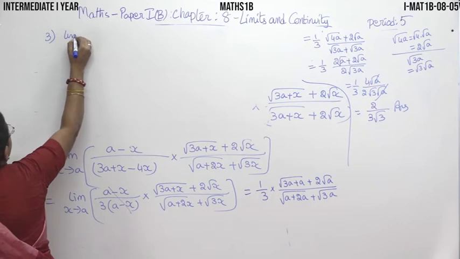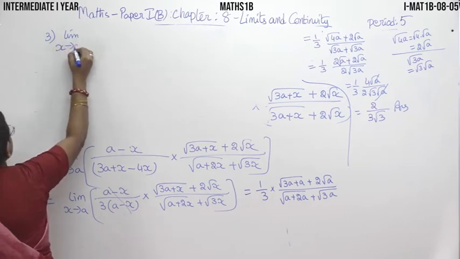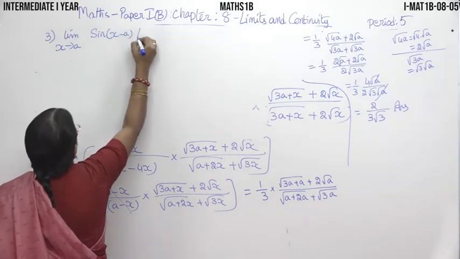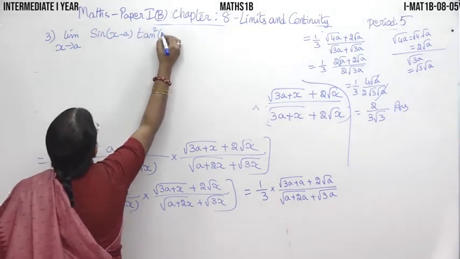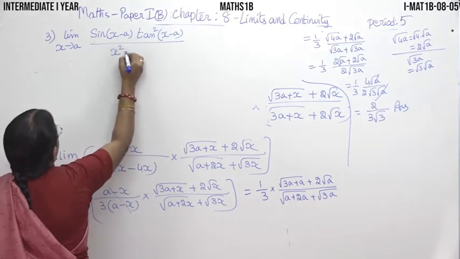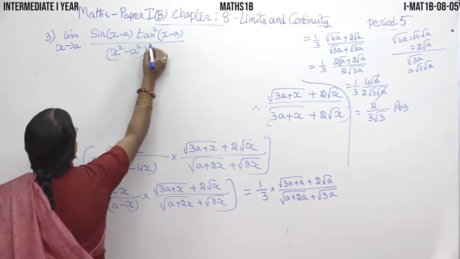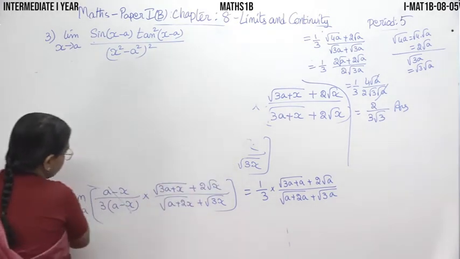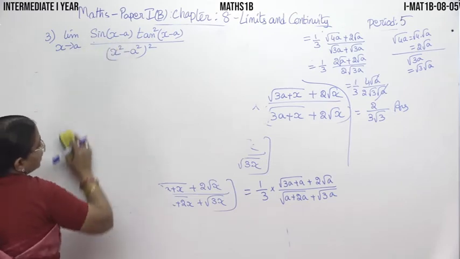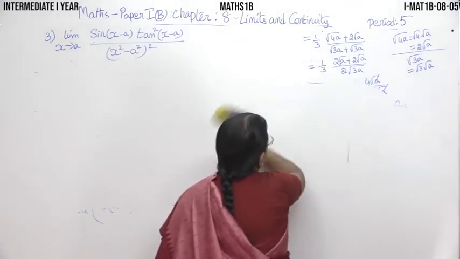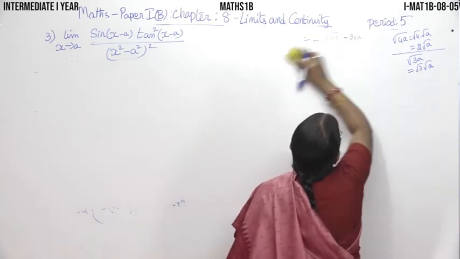Limit x tending to a of sine of x minus a into tan square of x minus a by x square minus a square whole square. So we know x square minus a square, we have x minus a here. So x square minus a square will be written as x minus a into x plus a.